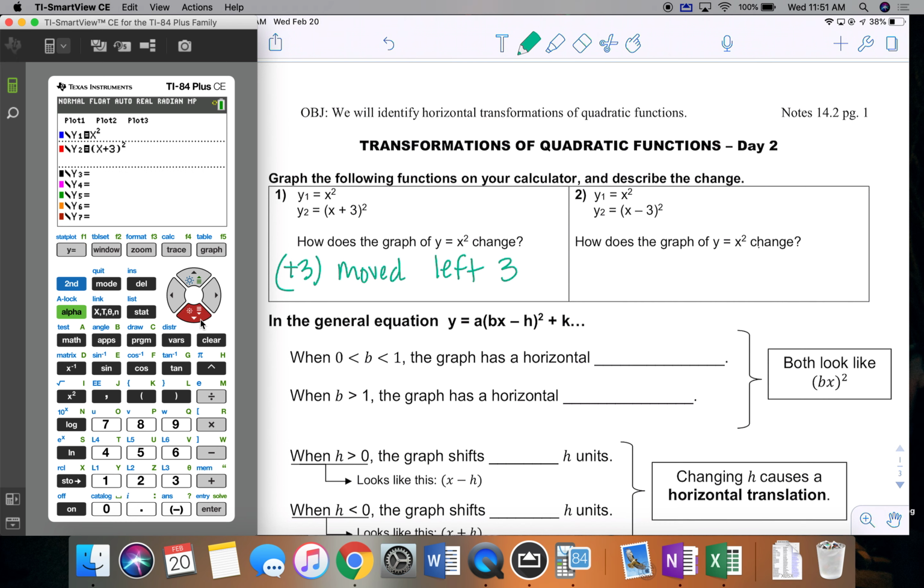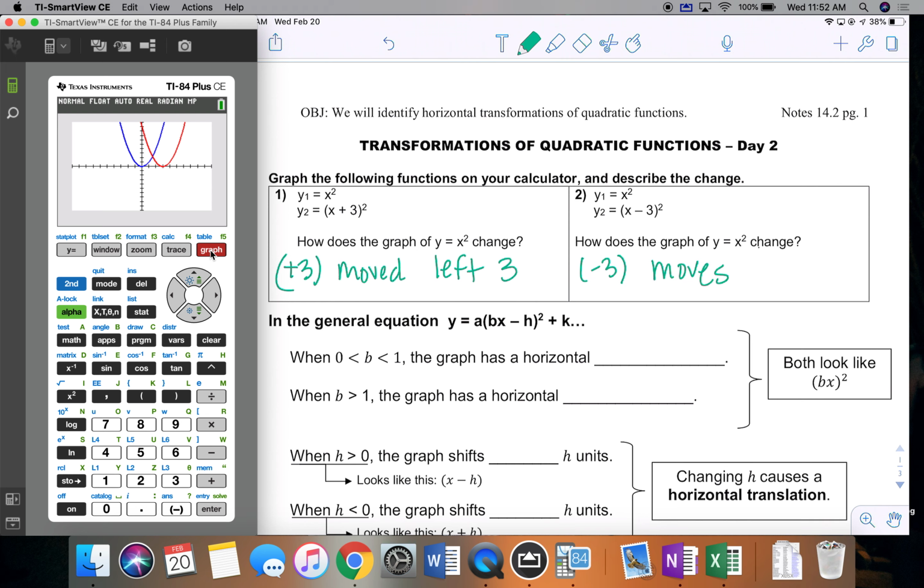And then for part 2, they're asking us, okay, what about minus 3? If you have a guess, you could go ahead and take it. What do you think is going to happen when we change the plus to minus? If you guessed move to the right, you would be correct. So it moves to the right 3.